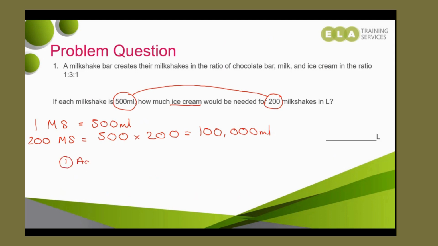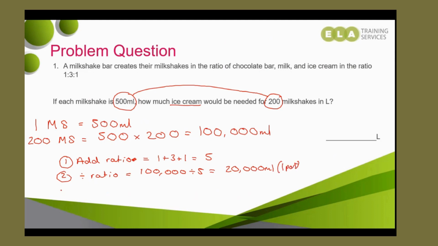So we add the ratio. So 1 add 3 add 1 gives us 5. Then we divide by the ratio. So 100,000 divided by 5 is 20,000 millilitres is 1 part. We know that ice cream is 1 part. So we know that ice cream for 200 milkshakes, we need 20,000 millilitres.